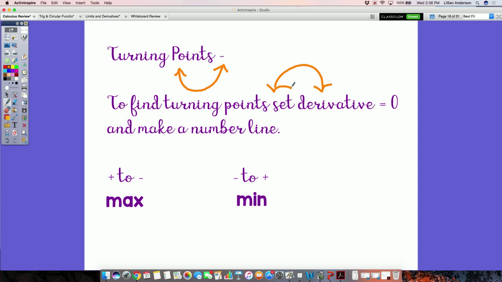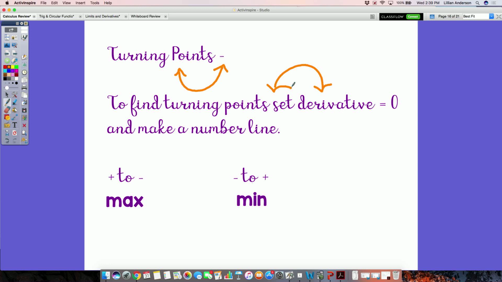How do you find the y coordinate of the max and min? What did you have to do? Because once we set the derivative equal to 0 and we solved it, we would find the x coordinate. You plug the x into the original to get the y coordinate.